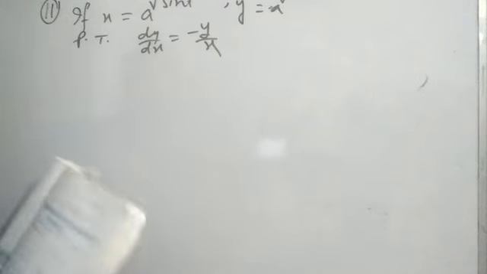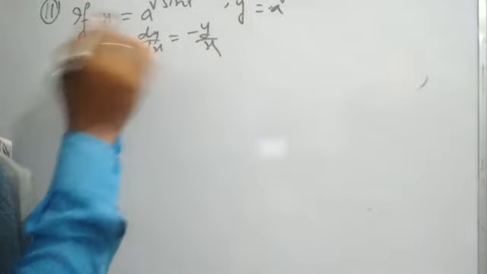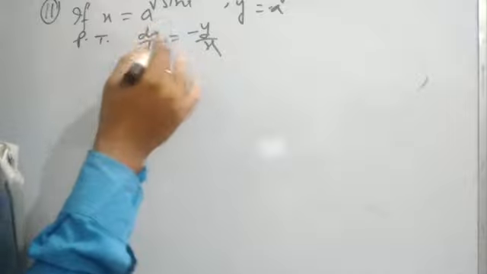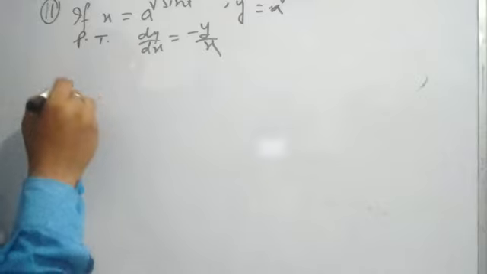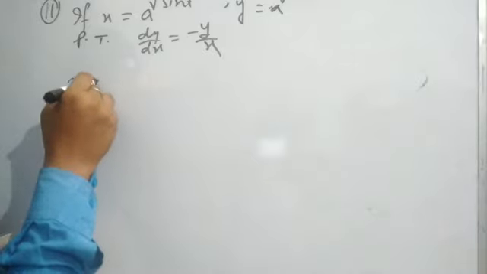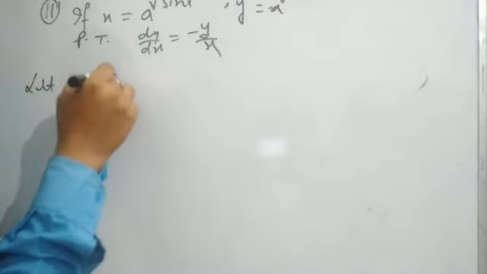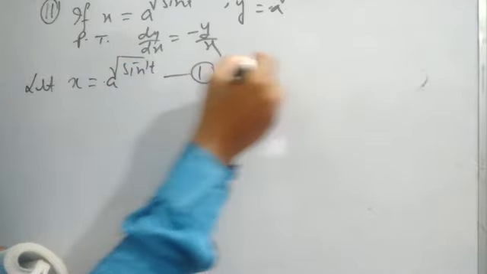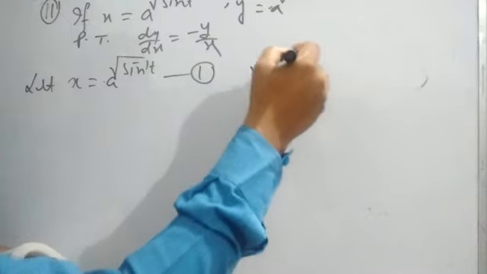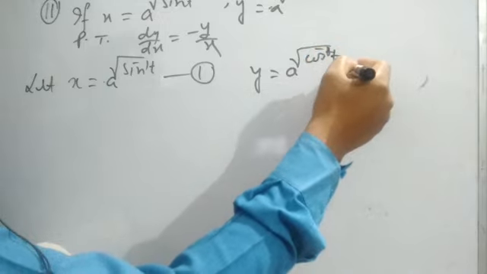Question number 11 is very easy and also a very important question. I will do it in very easy steps, so follow the steps. Given x is equal to a to the power sin inverse t, root, and y is equal to a to the power cos inverse t, root. So let me consider x is equal to a to the power sin inverse t as equation 1, and y is equal to a to the power cos inverse t as equation 2.